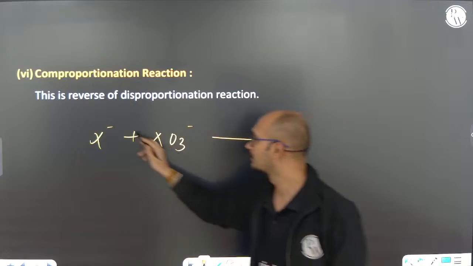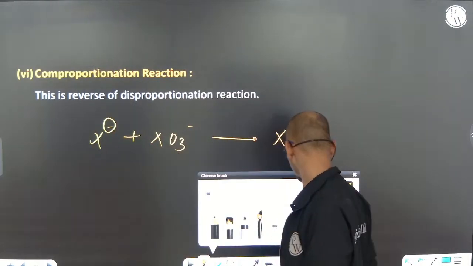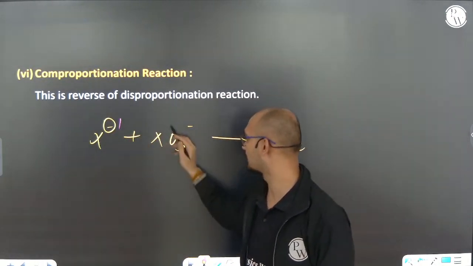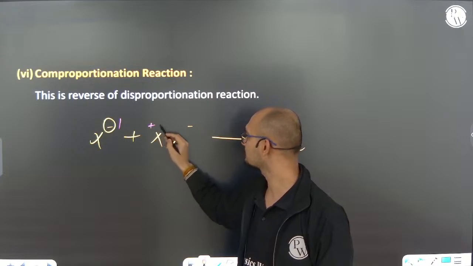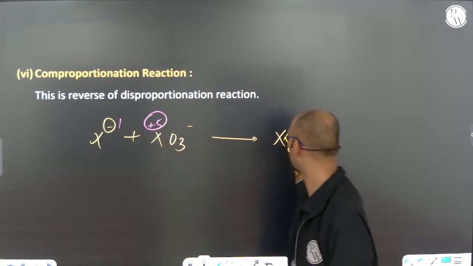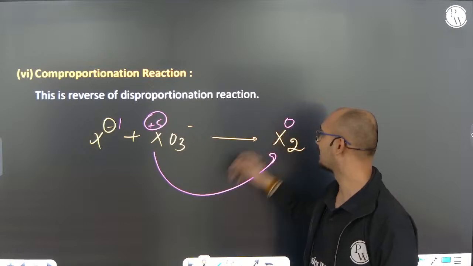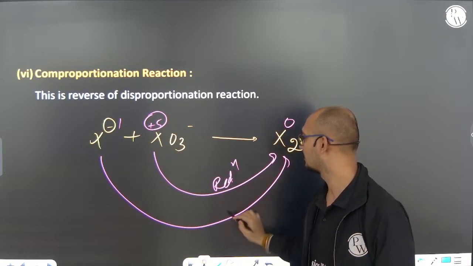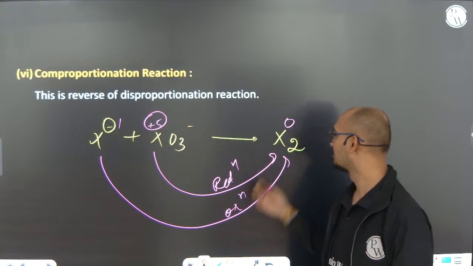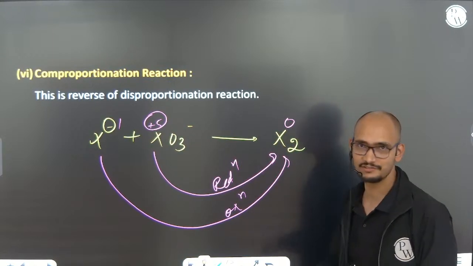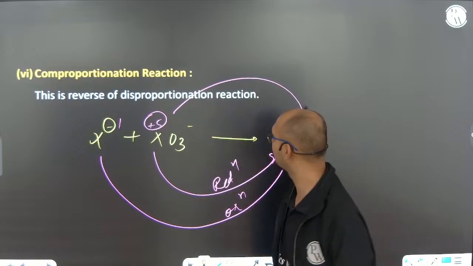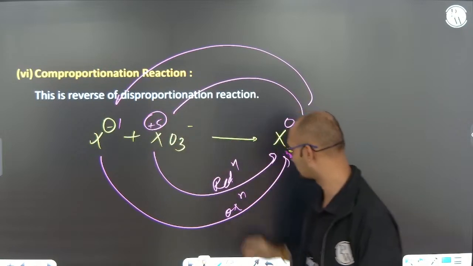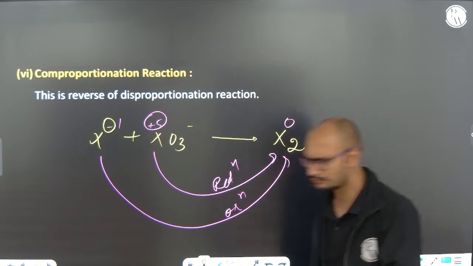So what we can say? Here X is what? -1. Here halogen is -1. Here halogen is +5. Converting into 0. So +5 getting reduced, -1 to 0 getting oxidized. Here reduction, here oxidation, but it is going to a single oxidation state. There, a single one was converting into two different ones. Here two different ones are converting into a single one. I hope it's very easy, very clear.